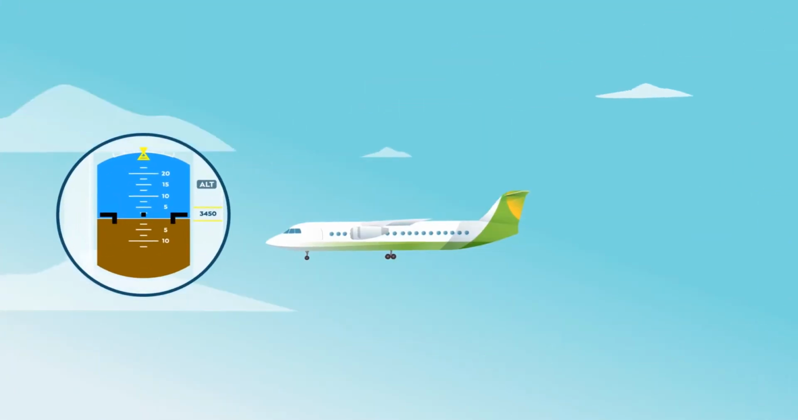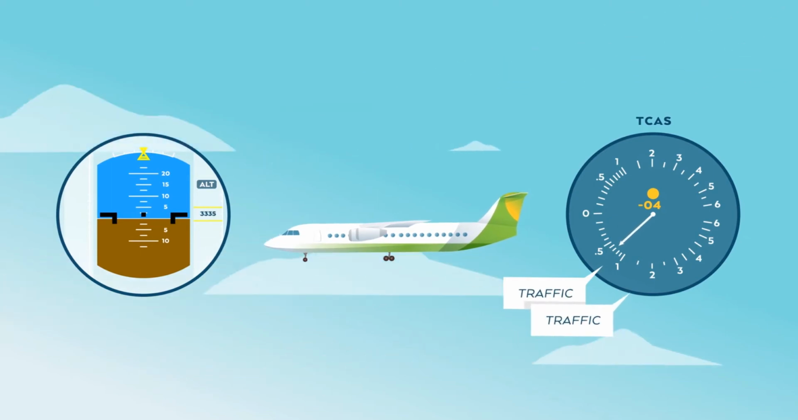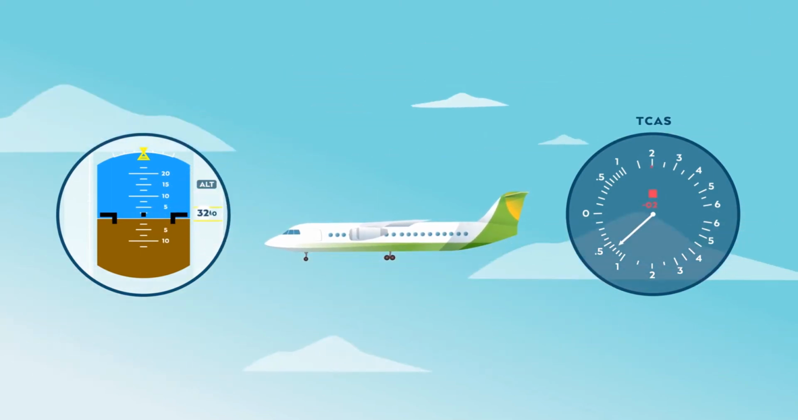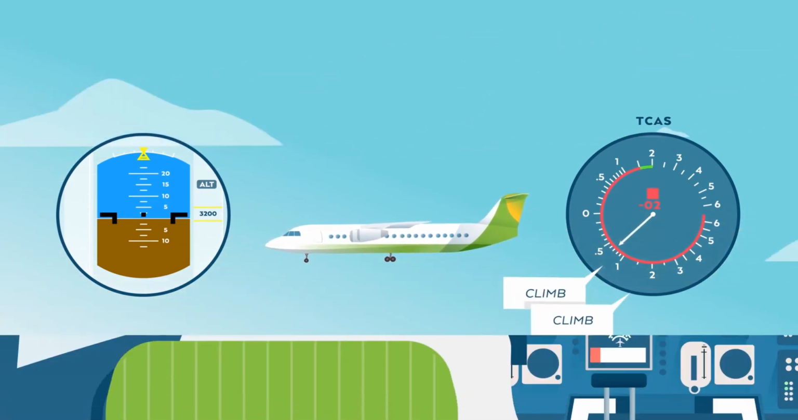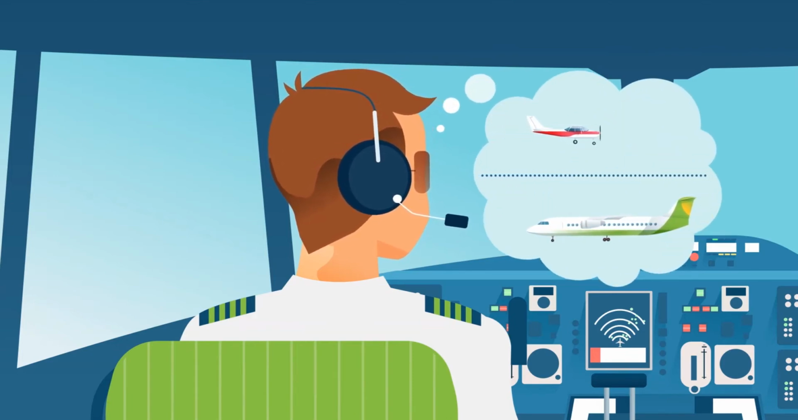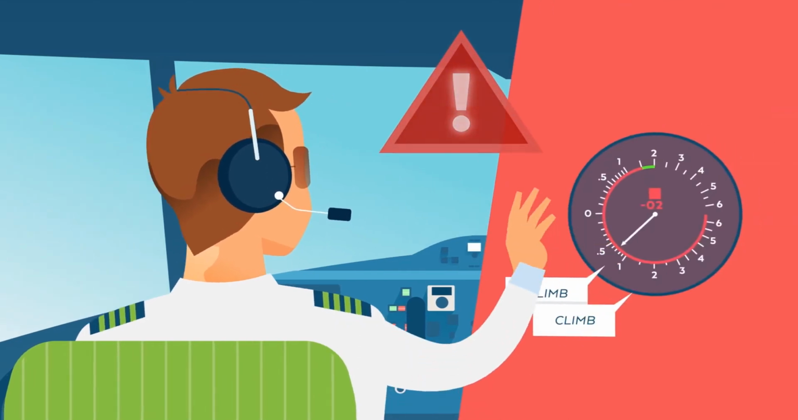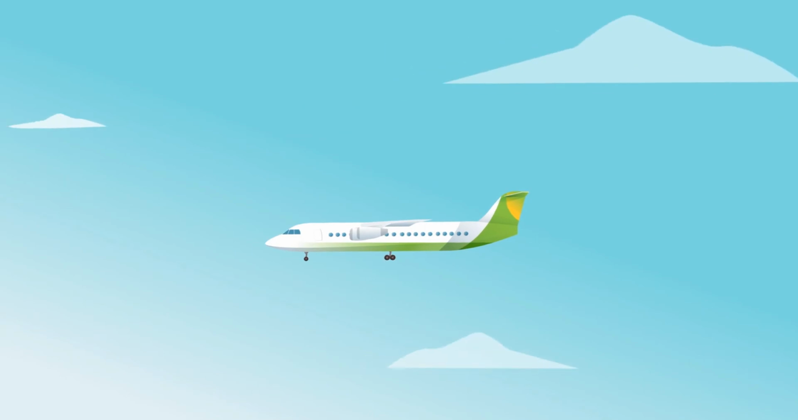As the Avro is passing through 3,450 feet, it receives a TA against the ultralight. As it passes through 3,200 feet, it receives a climb RA. But based on visual acquisition, the Avro pilot is convinced that the ultralight is already above him. He decides to ignore the climb RA and continues the descent on the ILS.